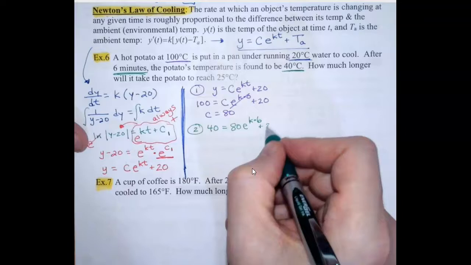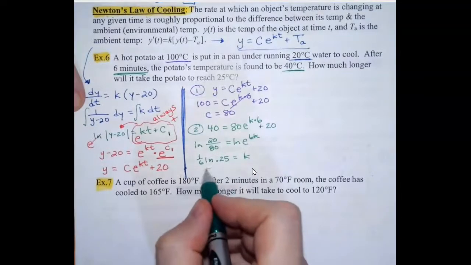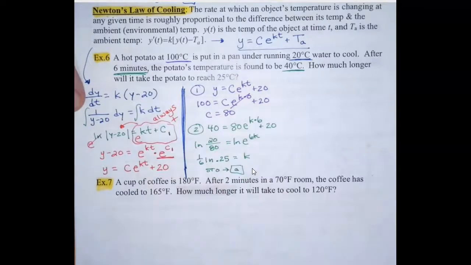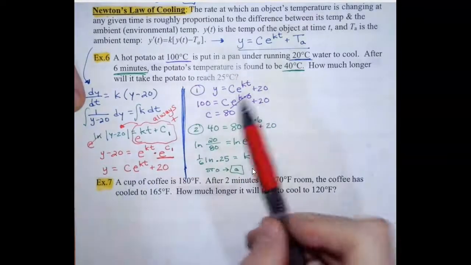Maybe. Okay, so subtract 20 and divide by 80. Now, take the natural log of both sides. So now we have the natural log of 0.25. This is gone, that's just 6k, so I'm going to divide by 6 or multiply by 1/6. So that's k, and we want to store that in A. Okay, so we found C here.